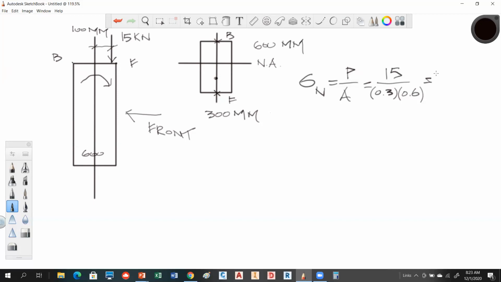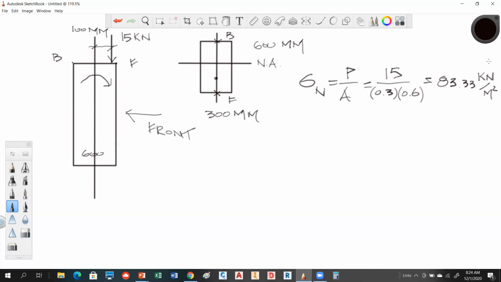Did you guys get a number? 83.33. Okay. You know what the unit would be? Kilonewtons? Kilonewton something, right? Millimeter over millimeters. Meters squared, because I converted that. Okay. What is a kilonewton meter? Or a newton meter squared? Another common unit is the Pascal, okay? So that's a Pascal.